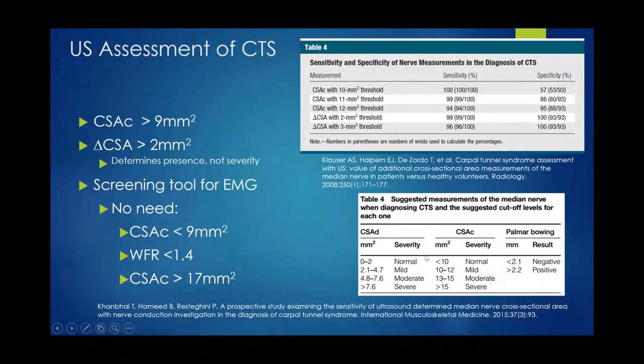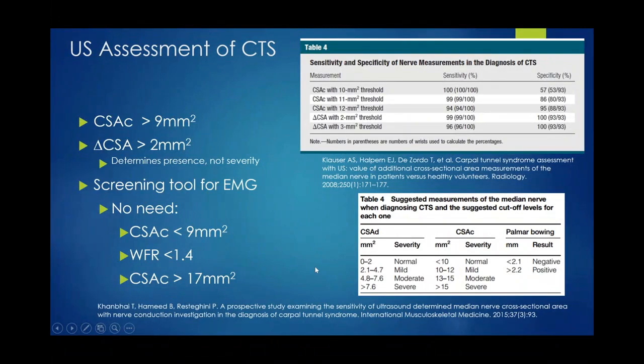Using the cross-sectional area of the median nerve at maximal enlargement within the carpal tunnel, if it's less than 10, they would say it was normal. If it was 10 to 12, they would categorize it as mild. 13 to 15, moderate. Greater than 15 would be categorized as severe.